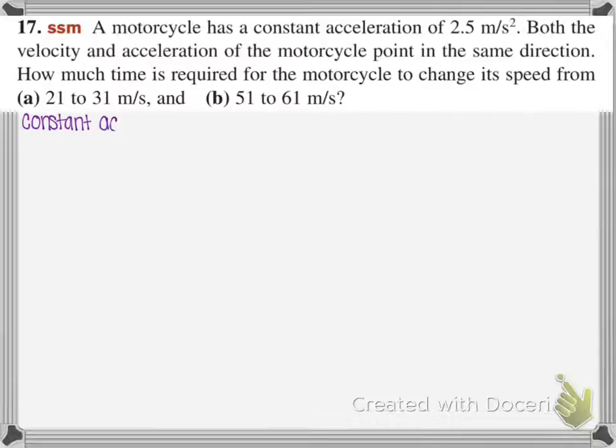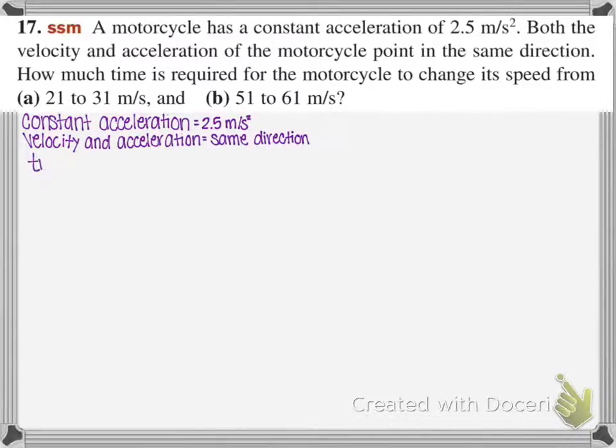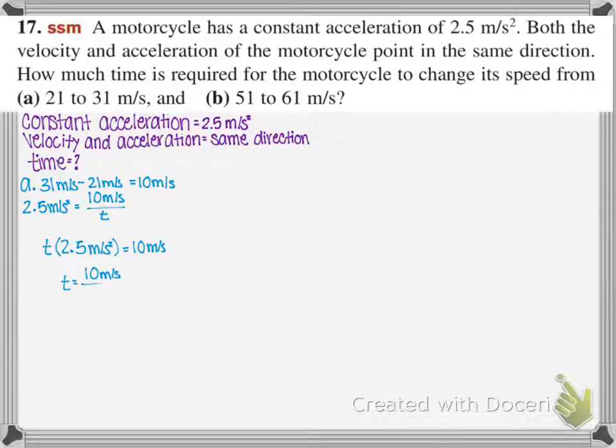Now, the constant acceleration is 2.5 meters per second squared, and this will be the same for both part A and B. The velocity and acceleration are both going in the same direction, which does mean that the object is speeding up, and the time is what we're trying to figure out. So for part A, you would take the final velocity minus the initial velocity, which is 31 meters per second minus 21 meters per second. And you would get 10 meters per second for your change in velocity.